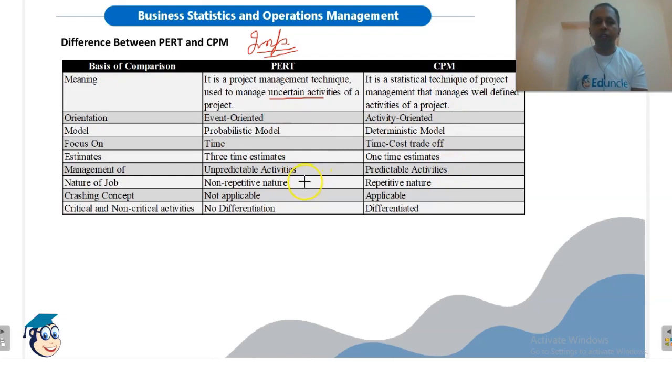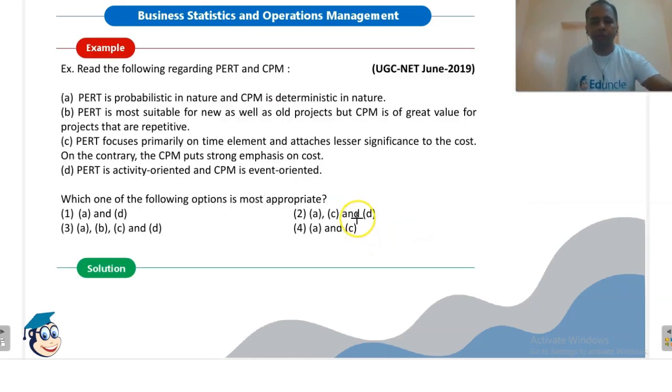PERT is used in case the nature of job is non-repetitive, while CPM is used when the nature of job is repetitive. Crashing concept, although this is not in our course, but please remember, crashing concept is not applicable in case of PERT, but it is applicable in case of CPM. Critical and non-critical activities: PERT does not differentiate between critical and non-critical activities, while CPM differentiates between critical and non-critical activities. This we have seen in a diagram when we discussed PERT and CPM.